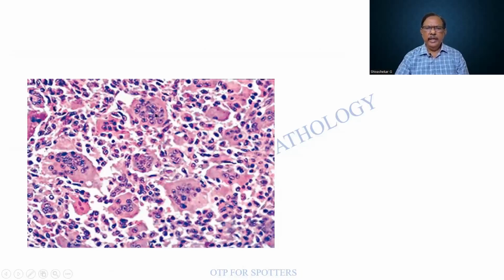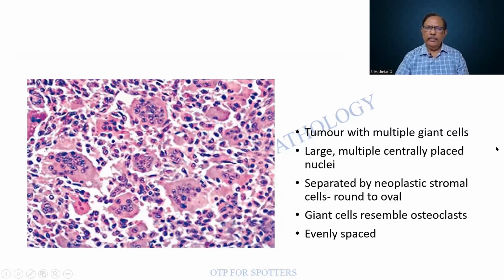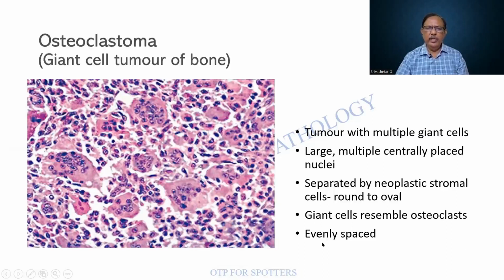The giant cells are equally spaced. So multiple giant cells, centrally placed nuclei, separated by neoplastic component. Round to spindle shape cells or oval cells. And the giant cells resemble the osteoclasts. They are all being evenly spaced. The diagnosis is osteoclast.